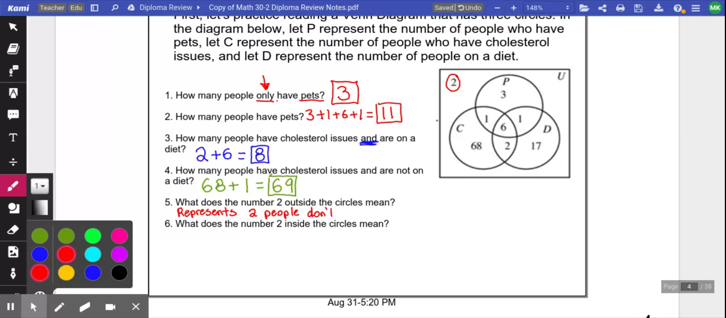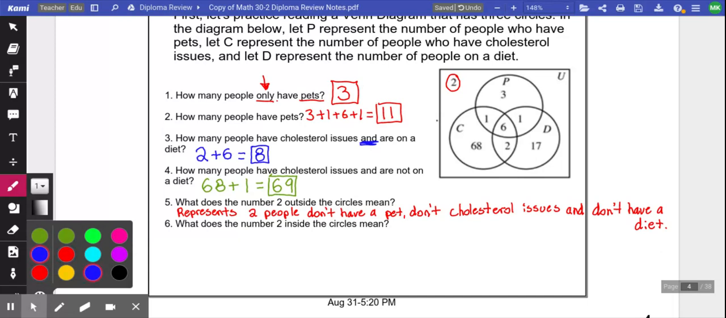who don't have a pet, don't have cholesterol problems, and don't have a diet. Notice that I mentioned all the facts of this question. This question mentioned pets, cholesterol issues, diet, and I had to explicitly say all three things. It does not have a pet, you do not have cholesterol issues, you do not have a diet. Mention all three things.